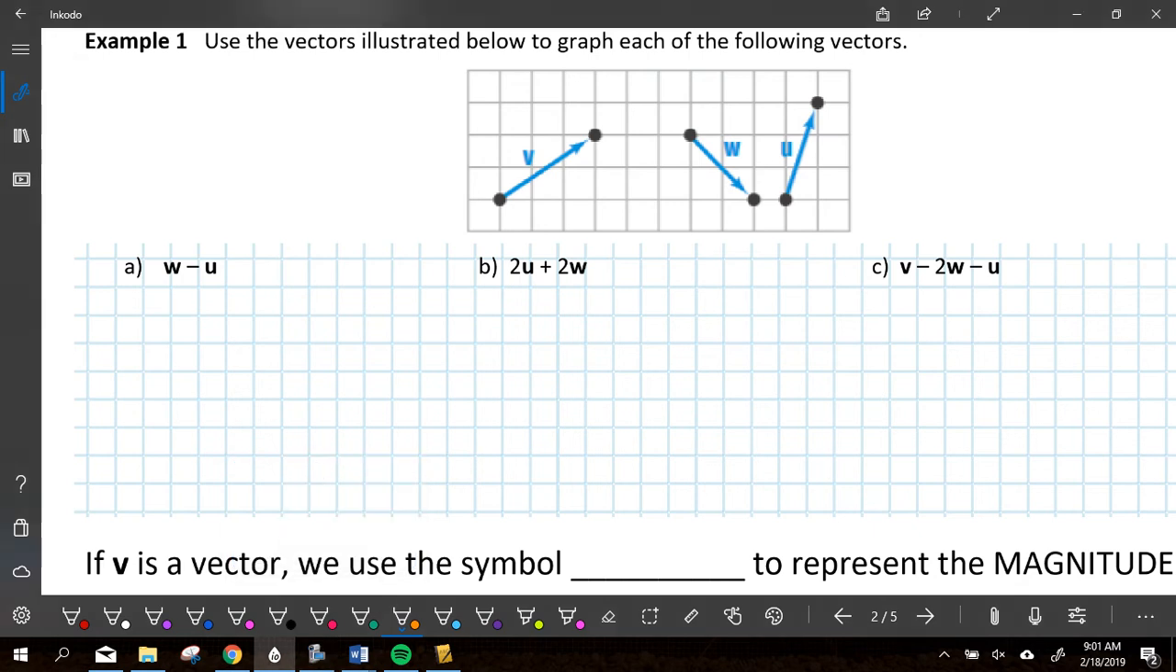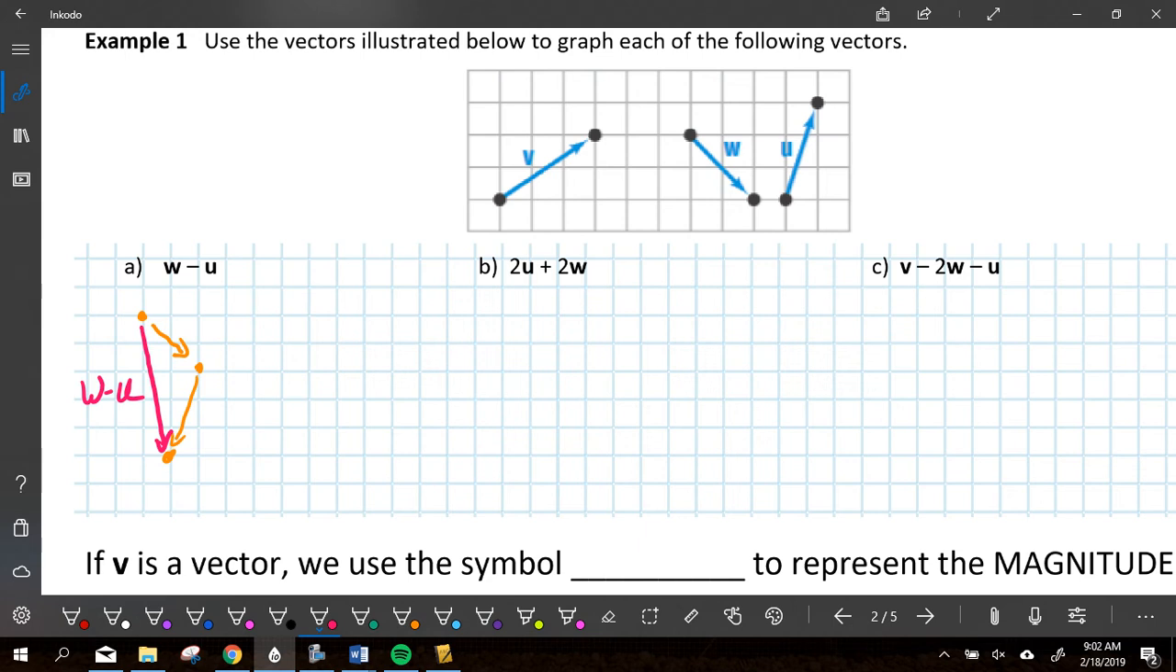W minus u. Carrington, what am I going to start off with to do w minus u? Yep, so what am I going to do? Down 2, right 2. That's W. And then you want to graph minus U. So what am I going to do to graph negative U? Over to the left one. Good. He's doing the exact opposite. Instead of going up and to the right, he's going down and to the left. That's his new vector. That part right there. And so his resulting graph is that guy. That pink line there is W minus U. That's what we're trying to get to.